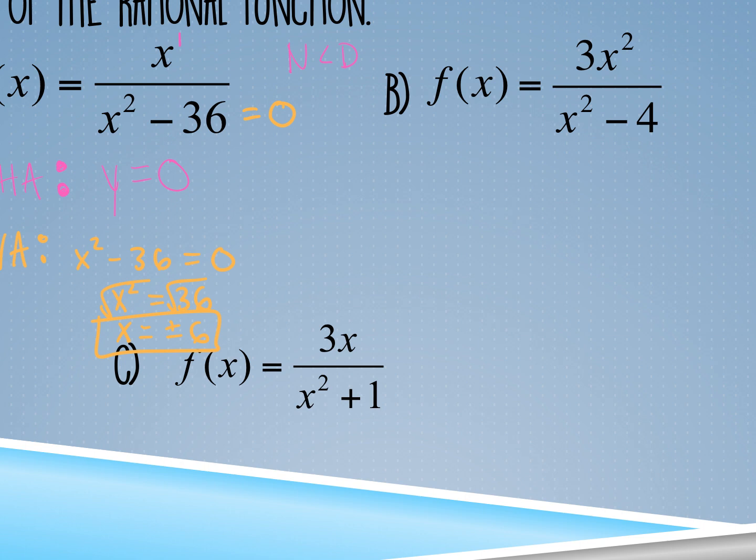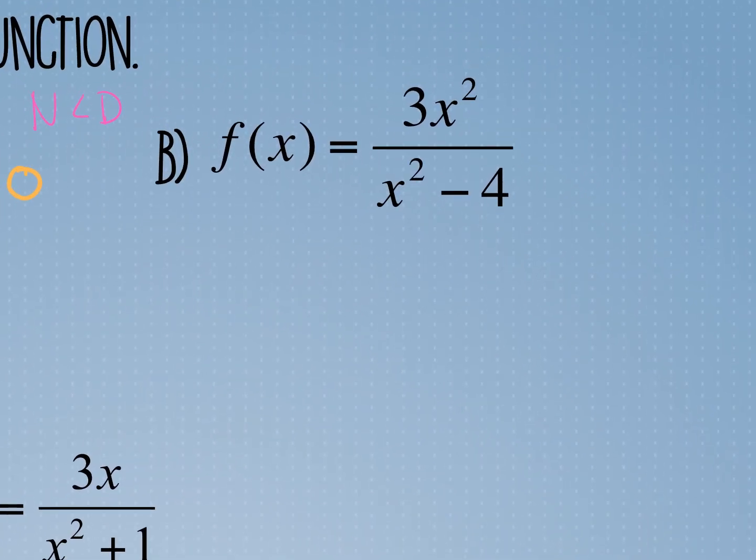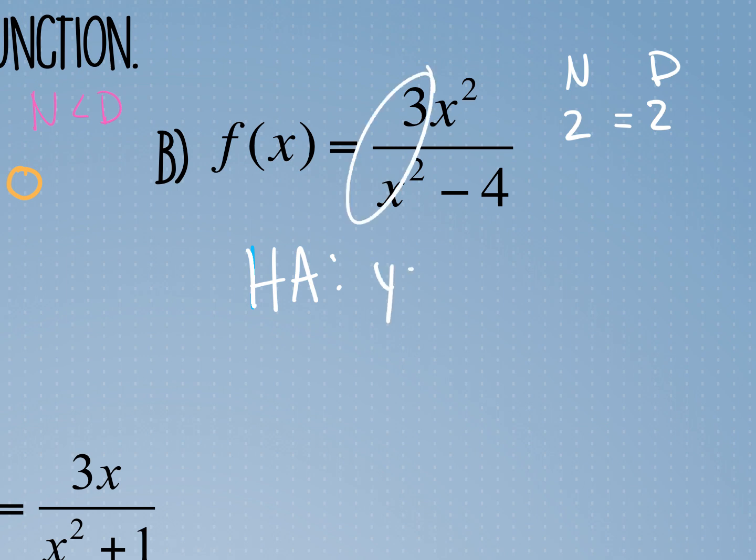Good questions. All right, let's find B. So to find our horizontal asymptote, how do I find my horizontal asymptote? What do I need to look at? The degrees. So what's the degree of my numerator? 2. And what's the degree of my denominator? 2. So what do I look at when the degrees are equal? The coefficients in front. So y is equal to 3 over, what's my leading coefficient of the denominator? 1. So 3 over 1, which would be 3. So y equals 3 is my horizontal asymptote.